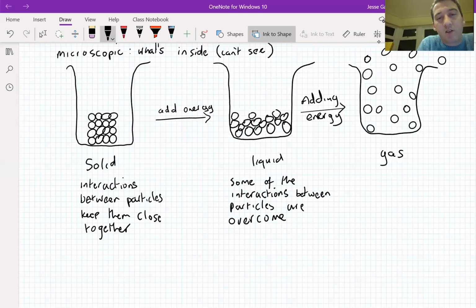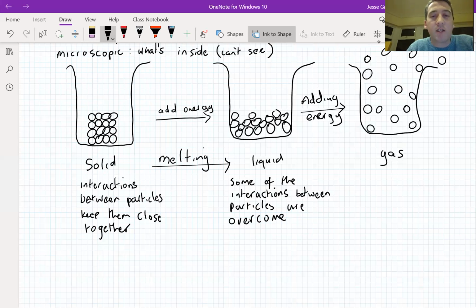Now, this process where the interactions are overcome, okay, is what we call melting. Again, we saw that change of state in the last video. Solid to liquid is called melting. And what's happening when melting is happening is that the energy that's being put in is being used to overcome some of the interactions between the particles in the solid. So this makes some of the particles a little bit more free to move around and be able to change positions with each other. And that means that they're not in nice, neat, straight rows anymore. Melting. That's what melting is.